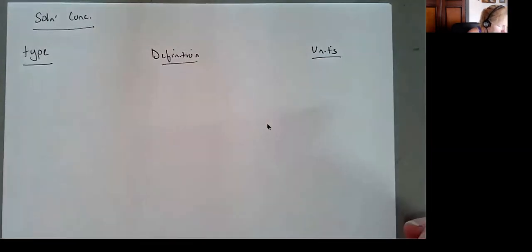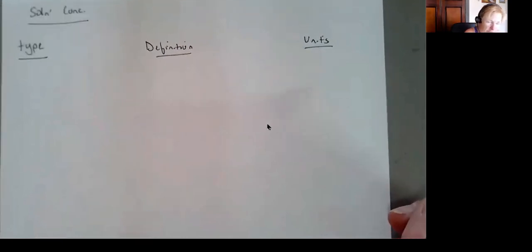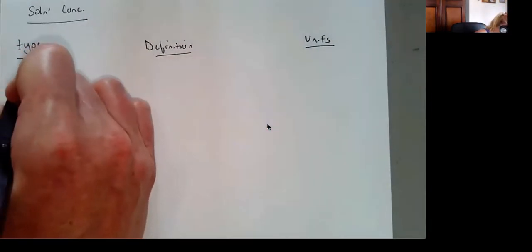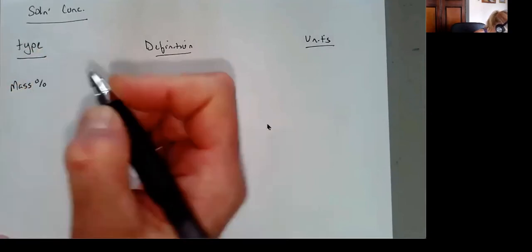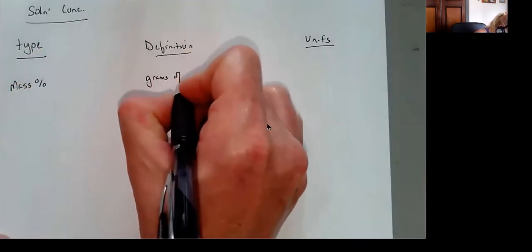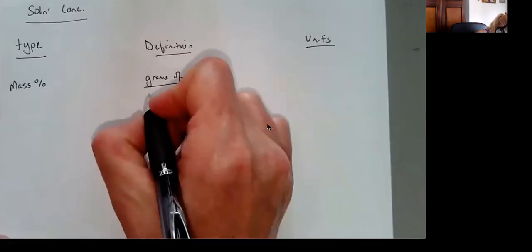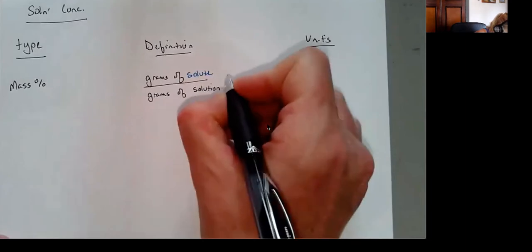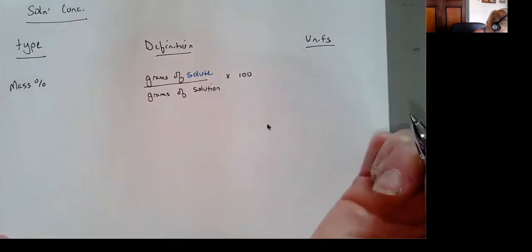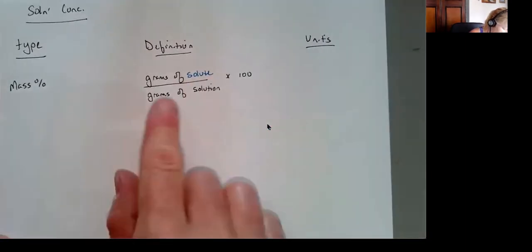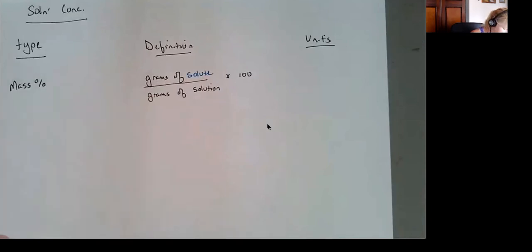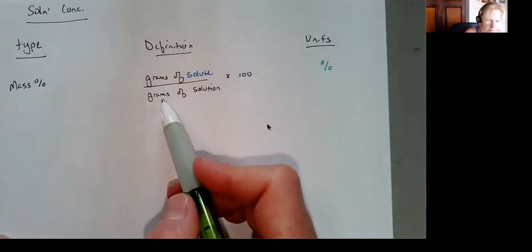I can take a solution and give you a value for the concentration that can be different. I can give you a mass percent value, and that would be grams of solute, we'll do solute in blue, over grams of solution. Since it's a percentage, you multiply by 100. My grams cancel out, so my units are just percentage, because grams of solute cancels with grams of solution.